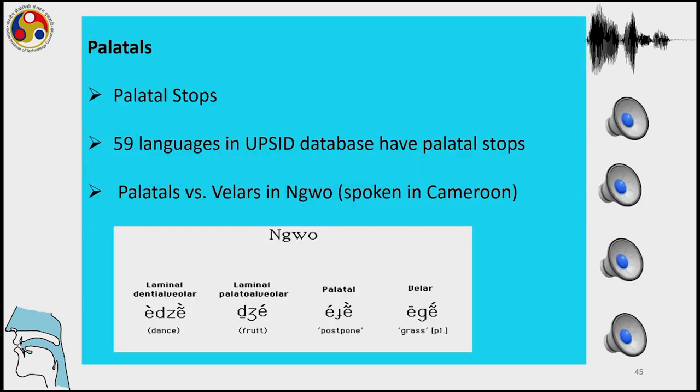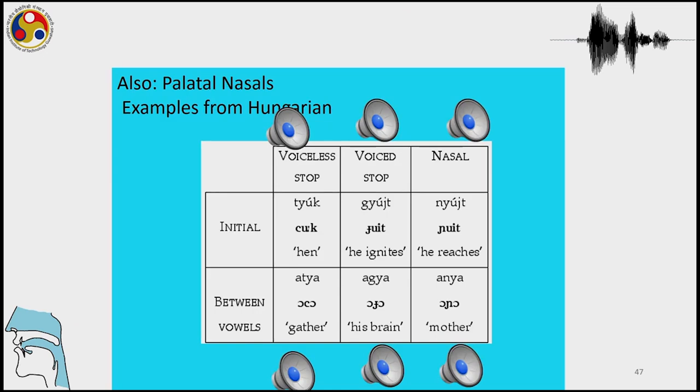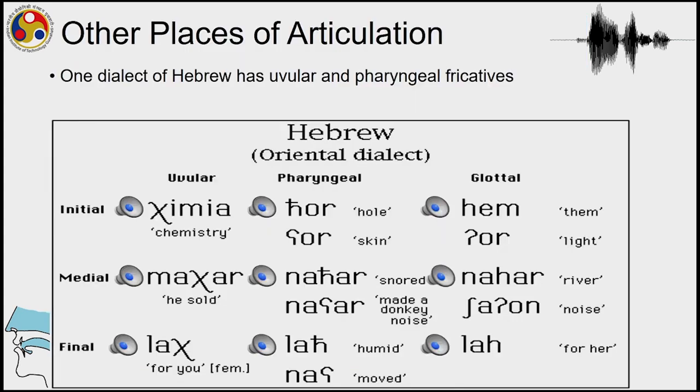And we stopped at the palatal region in the last class, and we saw how languages can have dental-velar, as in Ngo, which can have laminal dental-velar, palatal-velar, palatal and velar, 4 regions that the stops can contrast. Now let us move on to other places of articulation.